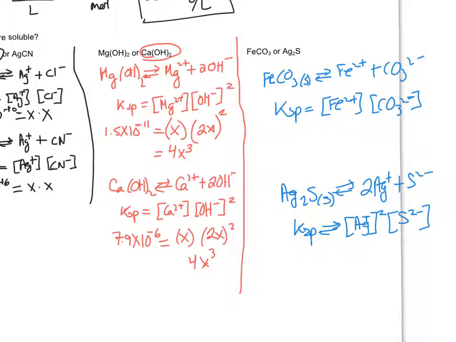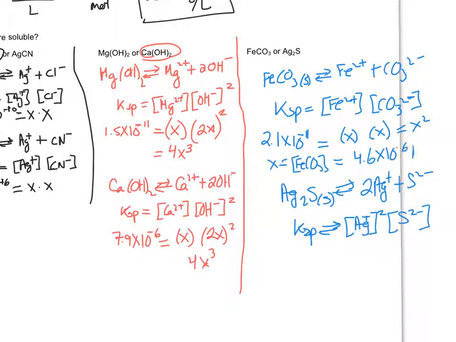My KSP for the FeCO3 was 2.1 times 10 to the negative 11th, and you'd say, well, if the FeCO3 concentration is X, then this is also X, and this is also X, which is X squared. So my X, which is the concentration of the FeCO3 in a saturated solution, would be 4.6 times 10 to the negative 6 molar. Okay, let's look at the next one.